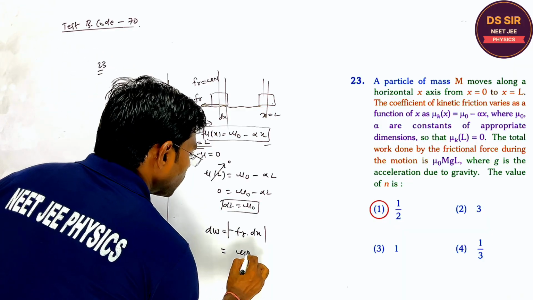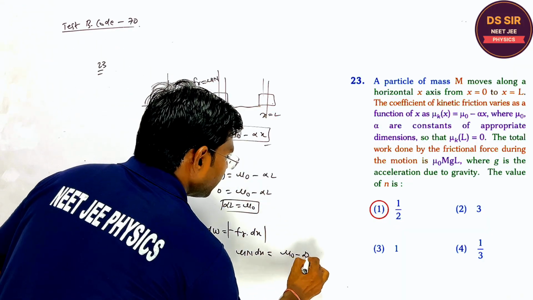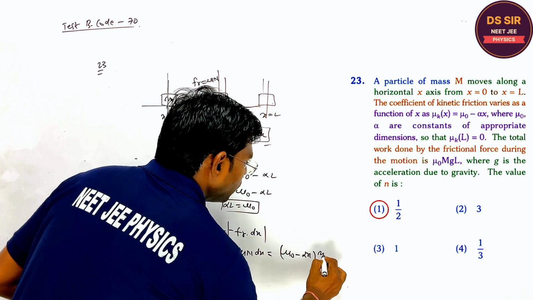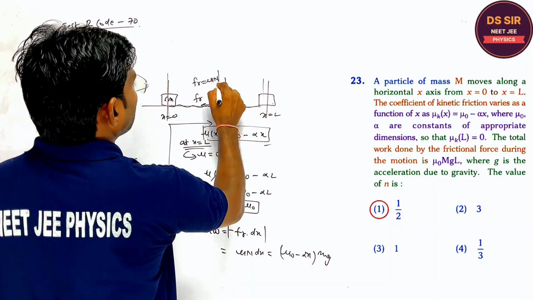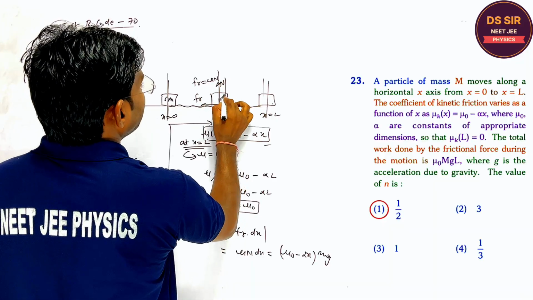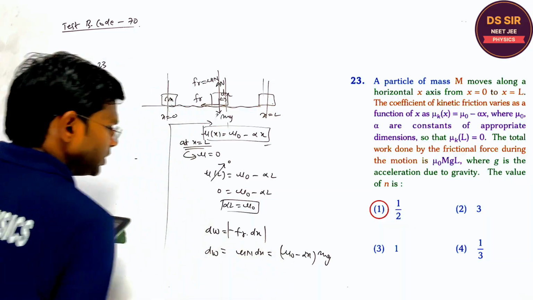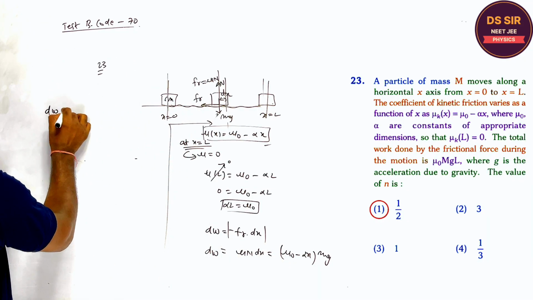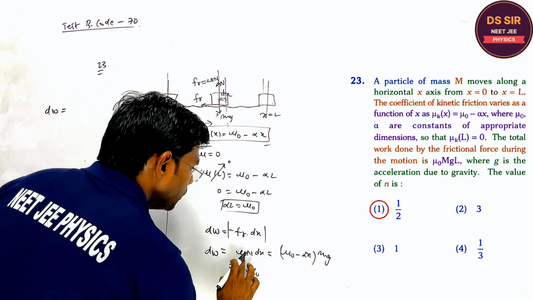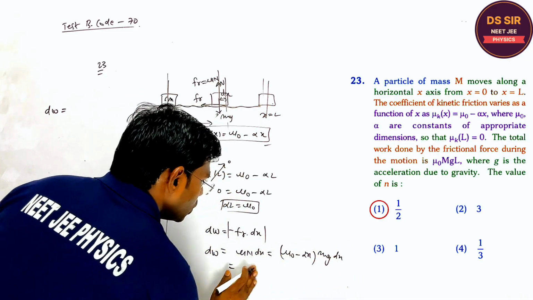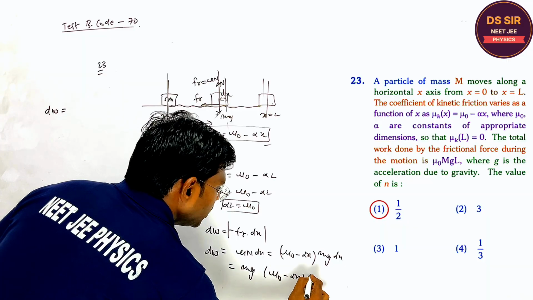The friction is equal to what? μ into N into dx. What is μ? It is given as μ naught minus αx. And what is N? You will say mg, because this is the mg and the normal is N, and this elemental displacement is, say, dx. So what is the dW? dW is nothing but μ N dx. If you take mg common, this is mg (μ naught minus αx) dx.